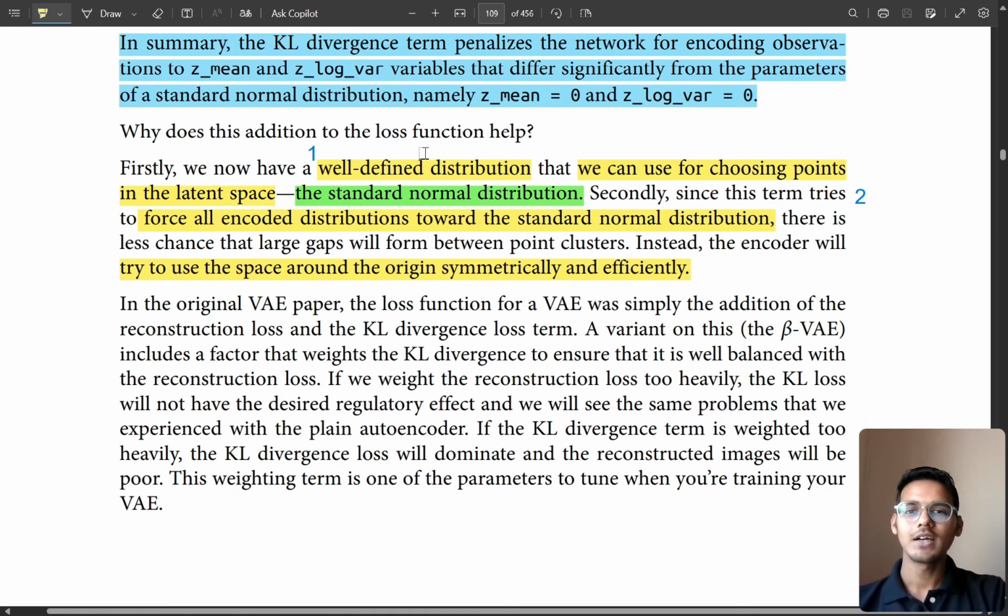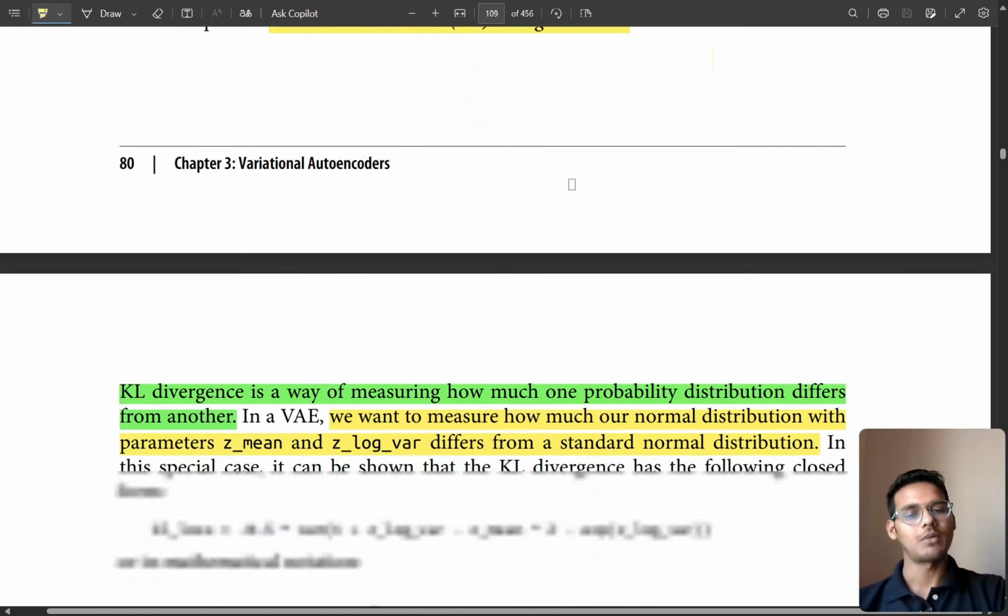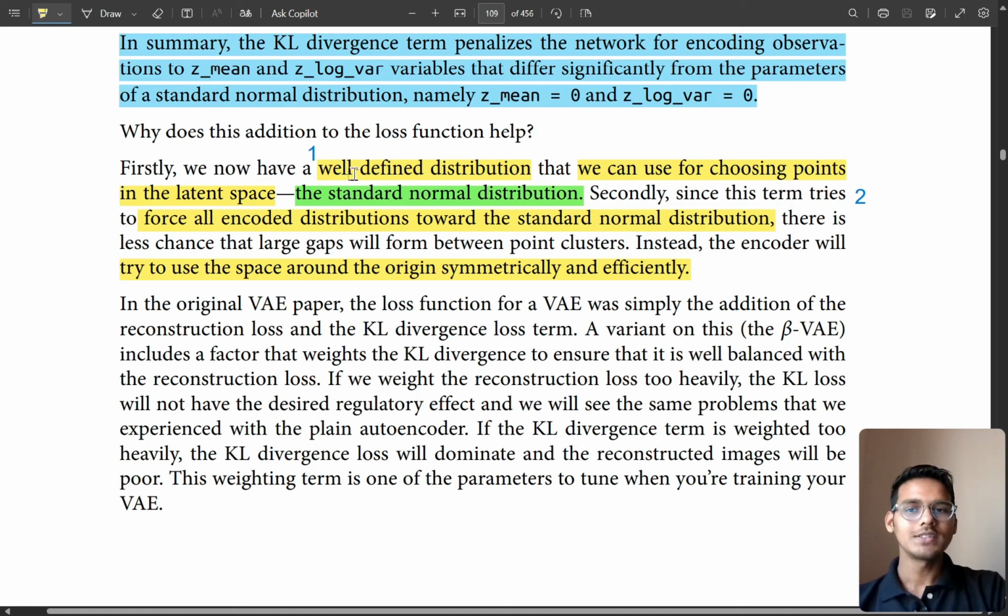Okay, so how and why does this addition to the loss function, like how to introduce and why introduce the KL divergence term? Okay, so why introduce it? First thing is that we have a well-defined distribution that we can use for choosing points in the latent space, the standard normal distribution. Okay, and then the second thing is that this term tries to force all the encoded distributions towards the standard normal distribution.